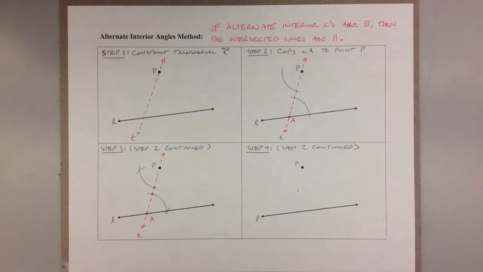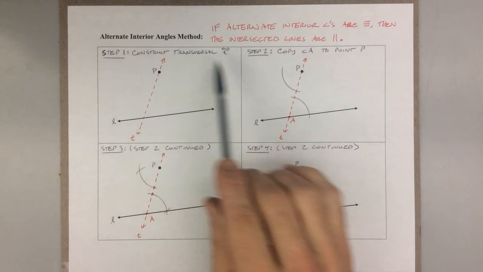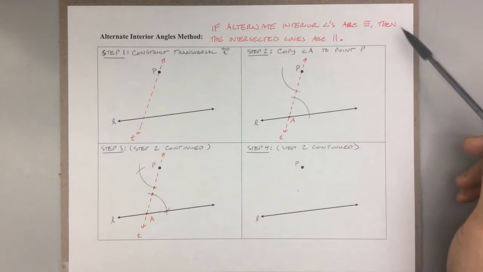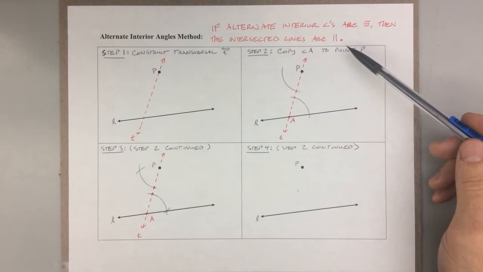So here's another method for creating a set of parallel lines based off a given line and a point. This is our alternate interior angles method, and it's based on the idea that if alternate interior angles are congruent, then the intersected lines must be parallel.